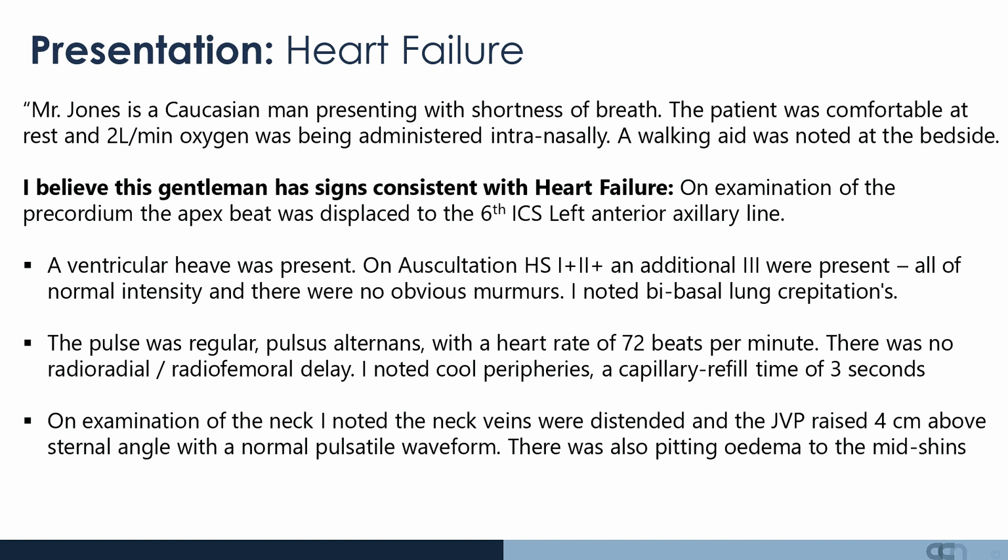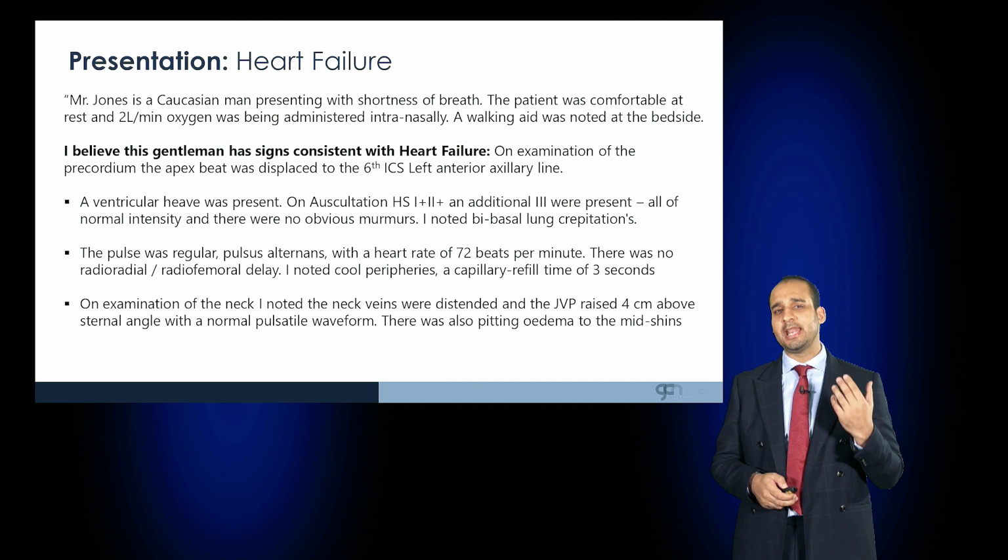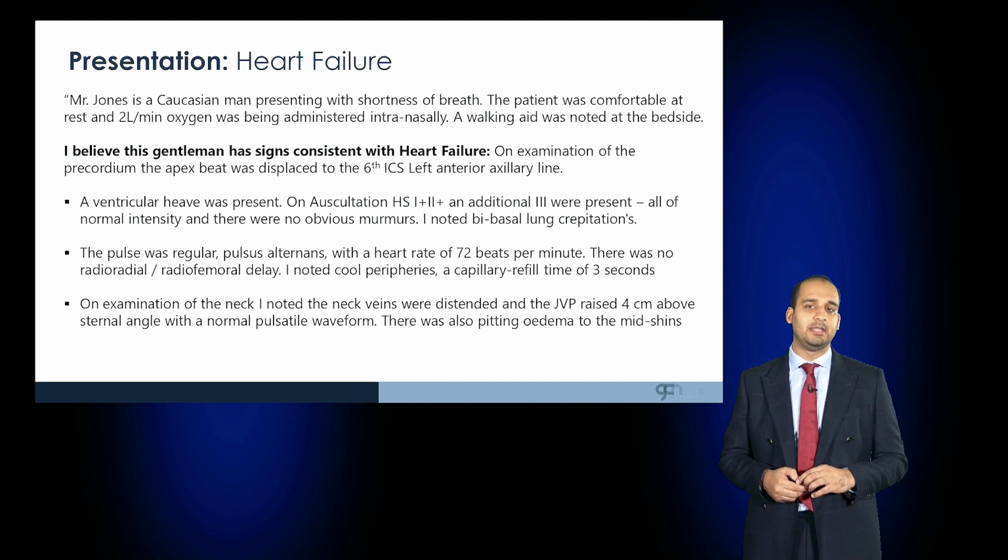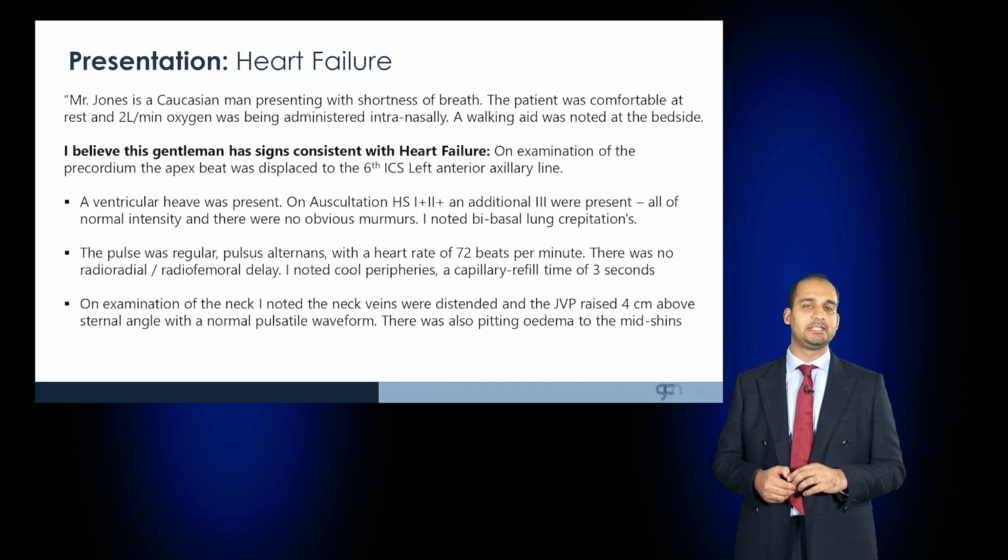On auscultation, heart sounds 1 and 2, as well as an additional 3rd or 4th heart sound or a gallop rhythm was auscultated, and there were no obvious murmurs. I also auscultated bibasal crepitations. The pulse was noted to be regular, pulsus alternans with a rate of 72 beats per minute, no evidence of radial or radiofemoral delay, and there were cool peripheries with a prolonged capillary refill time of 3 to 4 seconds. On examination of the neck, I noticed that the neck veins were distended and the JVP was raised 4 centimeters above the sternal angle, albeit with a normal pulsatile waveform.